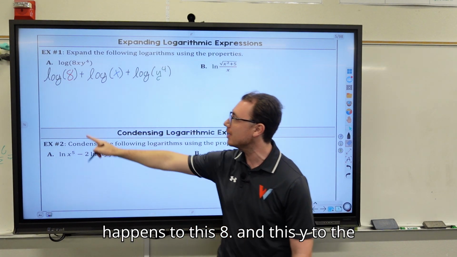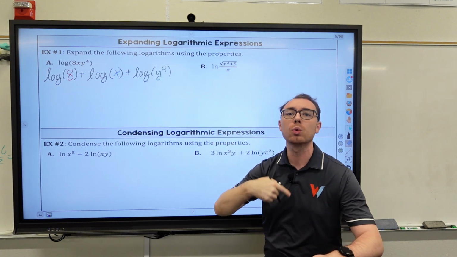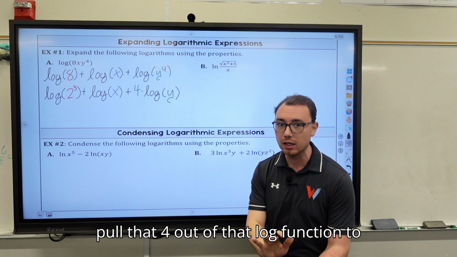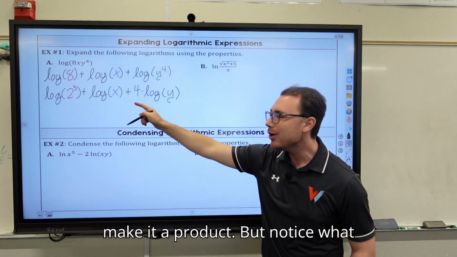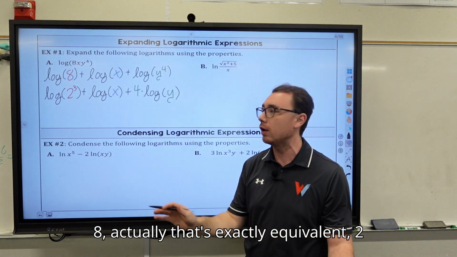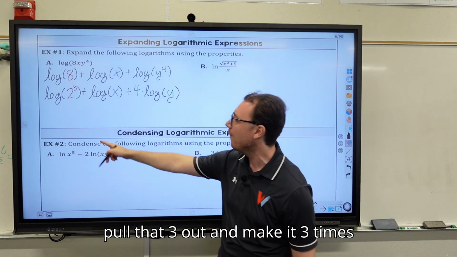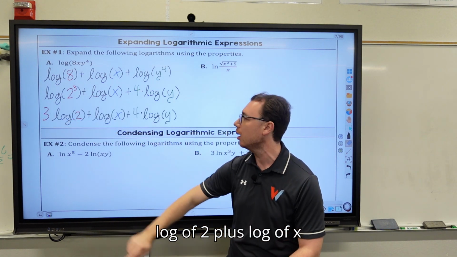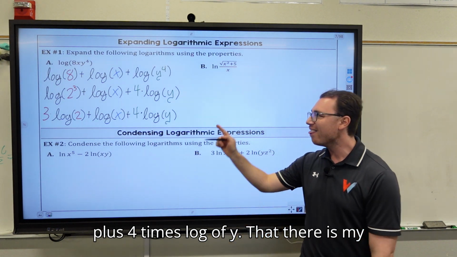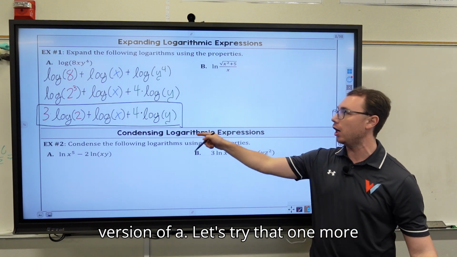Now notice what happens to this 8 and this y to the fourth. For this y to the fourth, it's really easy for us to see we're going to pull that 4 out of that log function to make it a product. But notice what happens to that 8. I want to rewrite that 8 as something that's exactly equivalent, 2 raised to the third power. And now I can pull that 3 out and make it 3 times log of 2 plus log of x plus 4 times log of y. That there is my final answer. That is the fully expanded version of A.